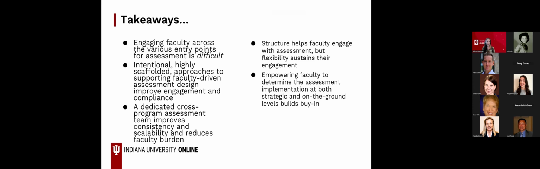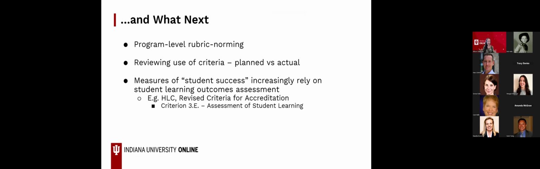If you need justifications at your institution for more assessment staff, feel free to borrow this. Structures help faculty engage with assessment, but then their flexibility sustains their engagement. So having options and saying, here are the guardrails, but here are all these different other pieces that we can do within those guardrails. And then empowering the faculty to determine the assessment implementation at both strategic and on-the-ground levels helps build buy-in.